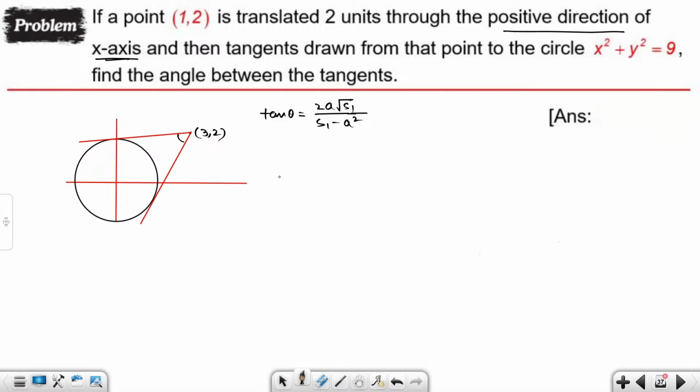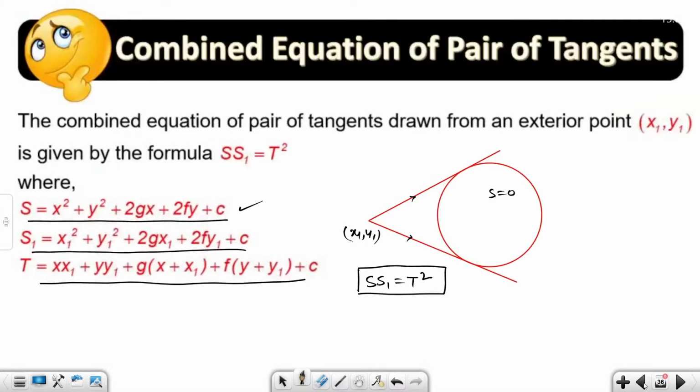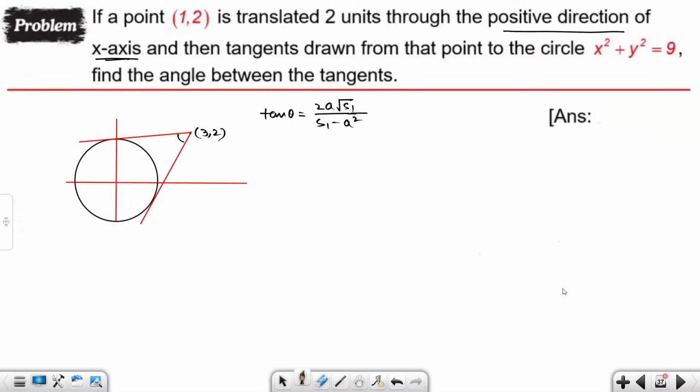But here I will try to use the combined formula to find it out. Though it may seem a little bit complicated, I am taking a simple example to illustrate the fact we have said. Maybe in some problems it will be needed for us. So in this case, I will simply apply the combined formula for these tangents.